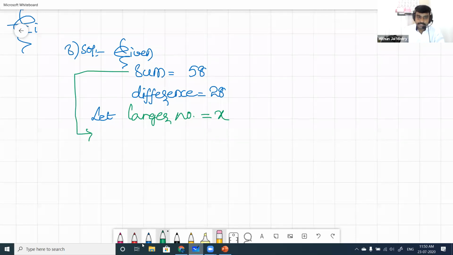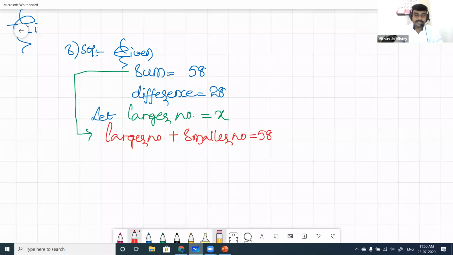It's given that the sum is equal to 58. So I can write larger number plus smaller number is equal to 58. Here it was the sum. Now what do you mean by sum? Addition of a big number and a small number is called the sum. So I already assumed the larger number as x. So here I can write x plus the smaller number, which stays as it is. Only in the place of larger number I have written x, equal to 58.